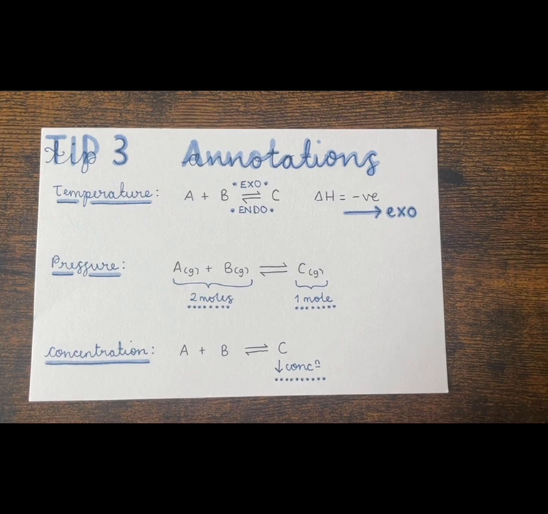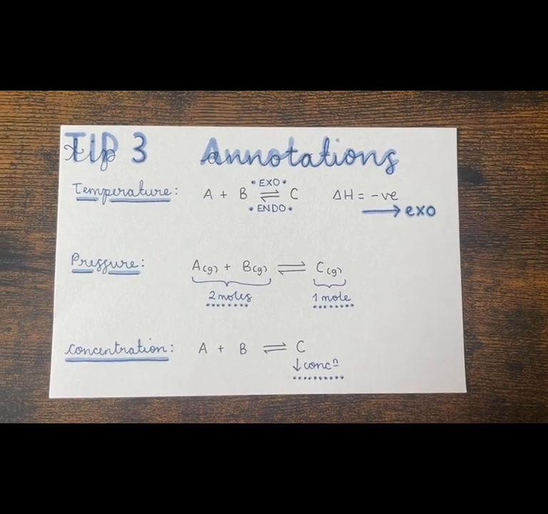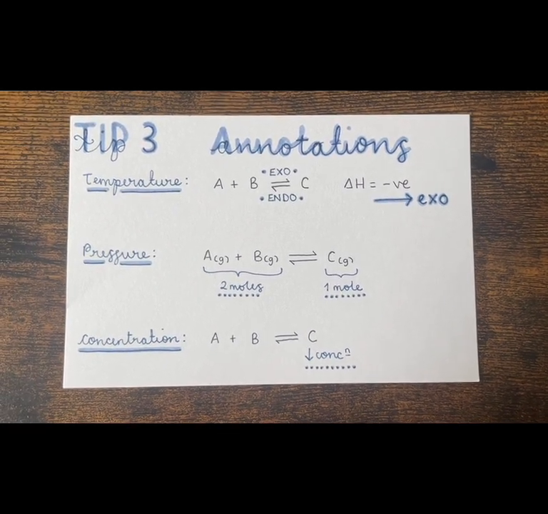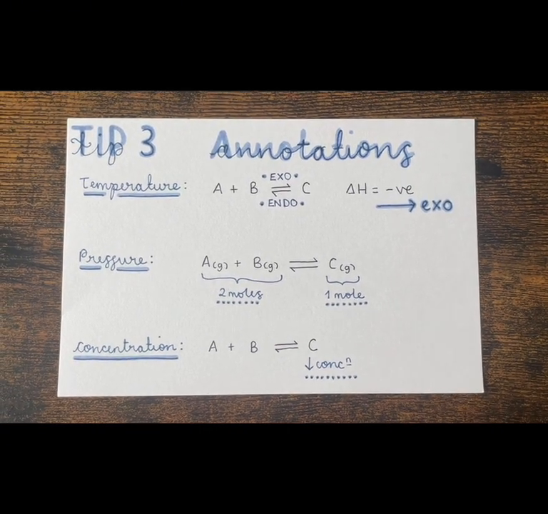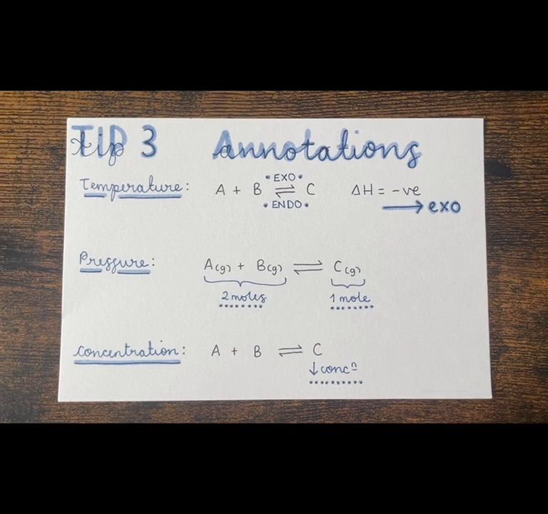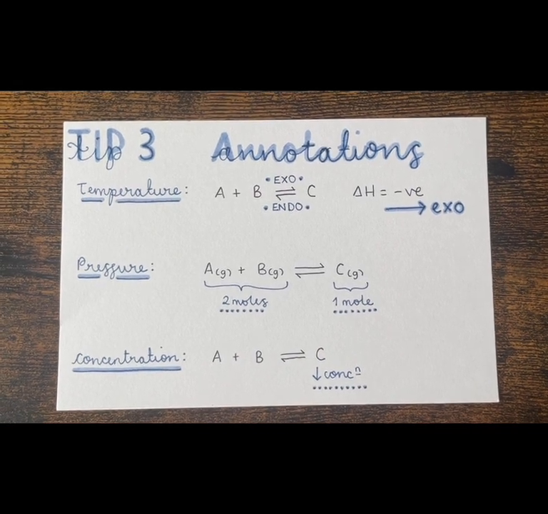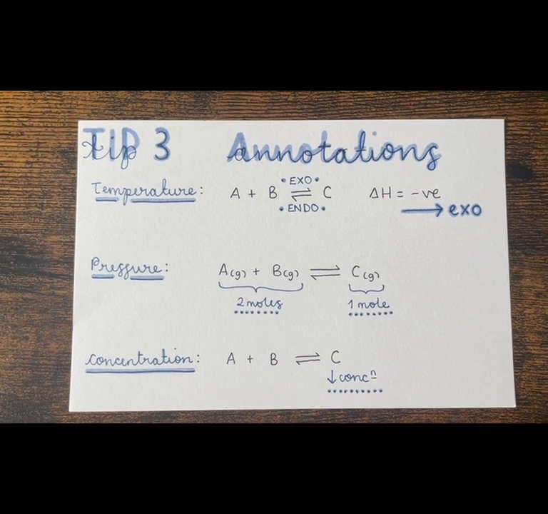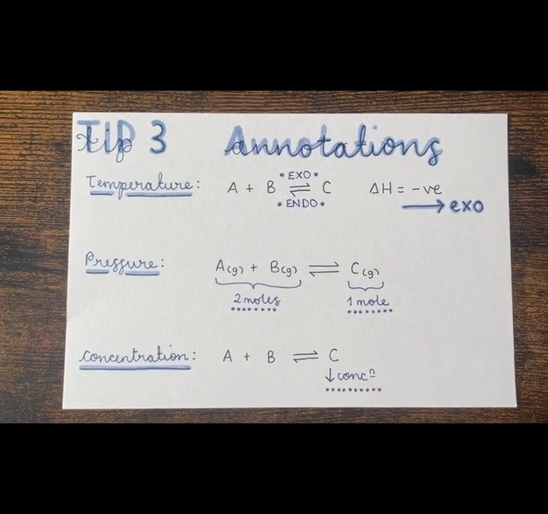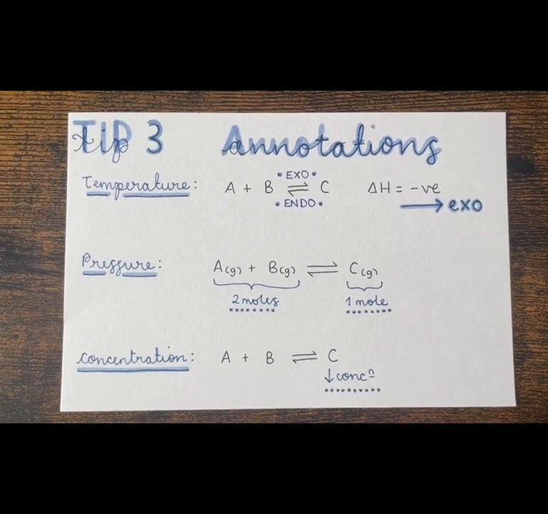So I'm a firm believer that the more information that you can get out of your brain and onto the paper in an exam situation, the better. So once I've worked out what the question is asking me about, is it temperature, is it pressure, is it concentration, or it might be a multiple choice question which is alluding to each of these, these are the annotations that I would be looking to make straight away.